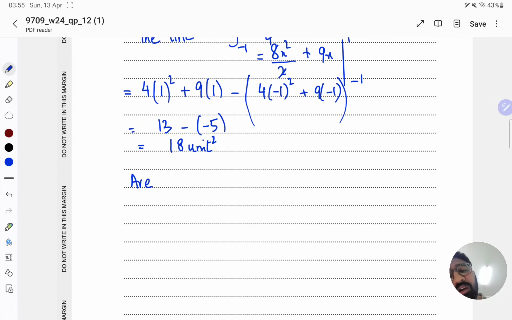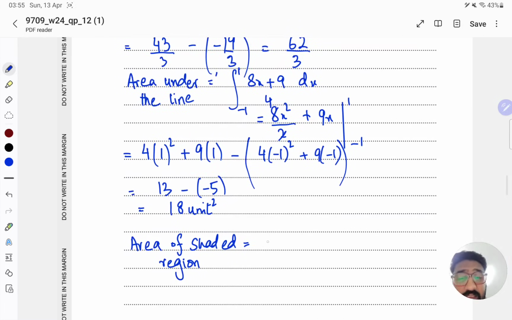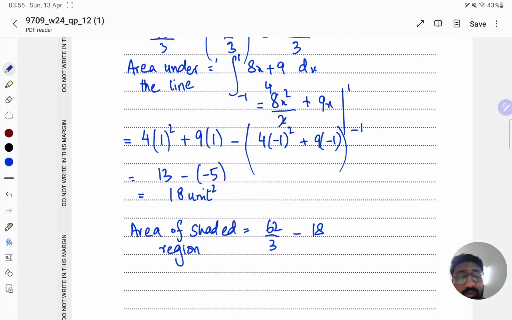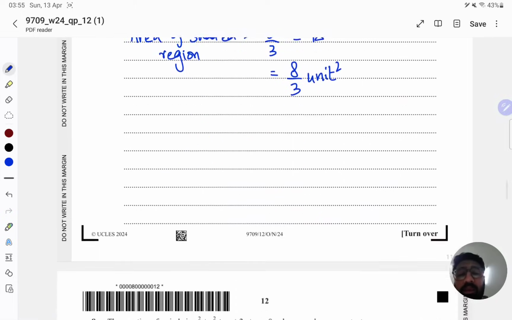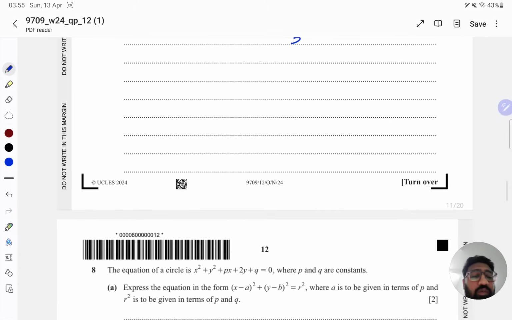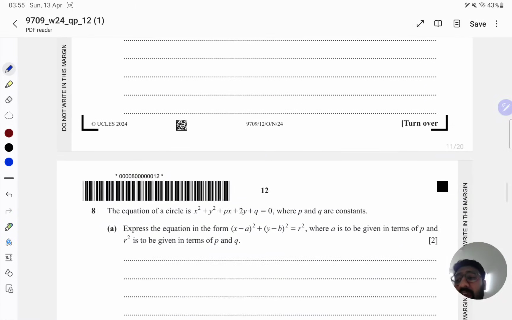So area of the shaded region will be 62 divided by 3 minus 18. So 62 divided by 3 minus 18, it is 8 by 3 unit square. Okay, now let's move to the next question, which is question number 8.